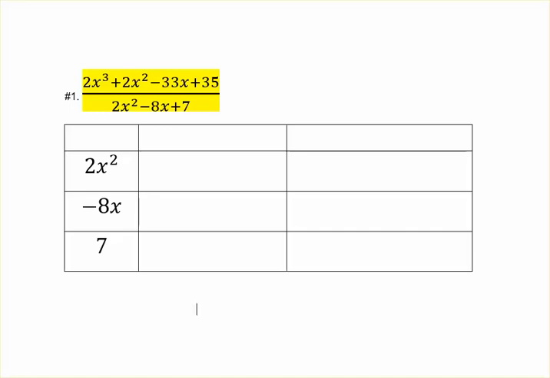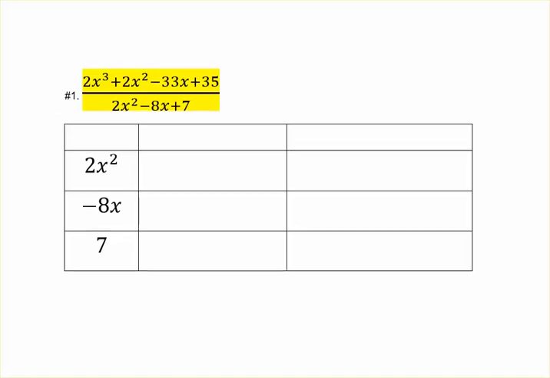Okay, now we're going to start to fill in the table. The first square will always be the first term of what we're dividing. So right here, I am going to put in 2x cubed. Now what I need to figure out is, what would I multiply by 2x squared to get 2x cubed?